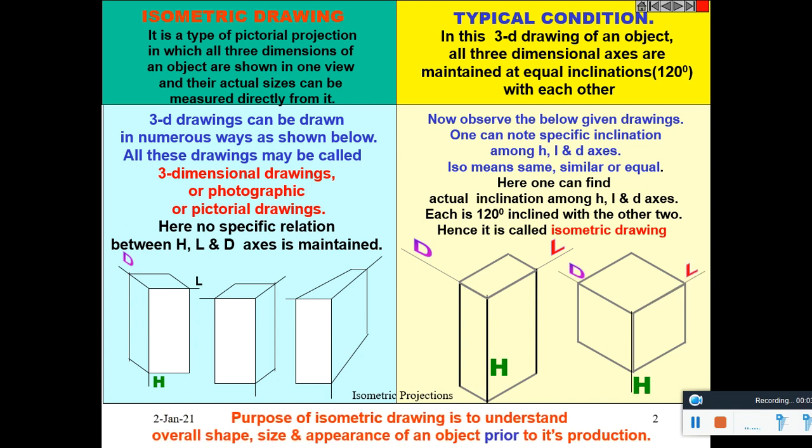So the purpose of isometric drawing is to understand the overall shape, size and appearance of an object prior to its production in an industry. So it gives a clear-cut idea about the object which is to be produced in an industry.